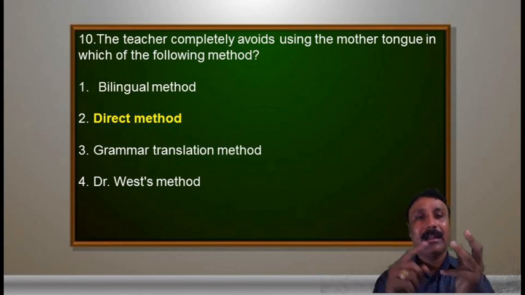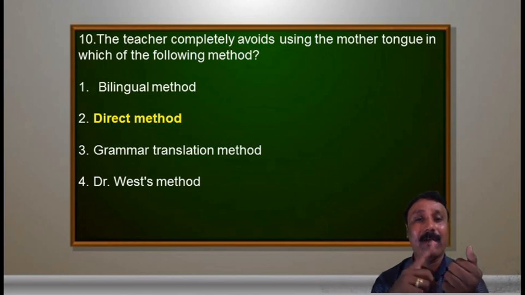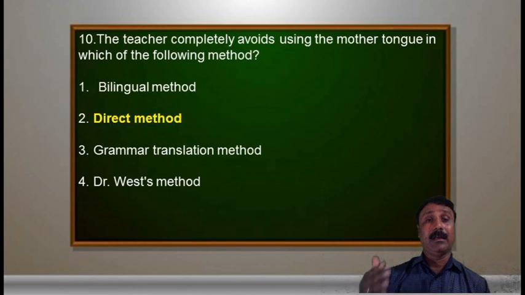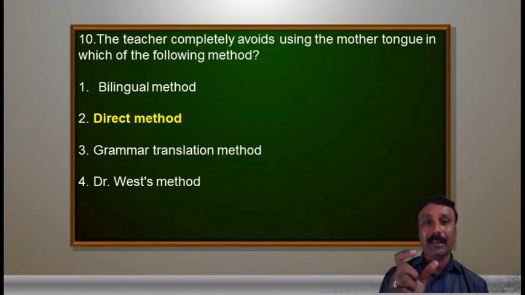Bilingual method, direct method, grammar translation method, or Dr. West's method. Here bilingual is not at all possible, because bilingual means the teacher has the freedom to use his mother tongue or some other language, so that the learner will understand him. What he wanted to convey to the learner, you can use the other language and convey it. But in the direct method, what happens? Here there is no chance of using other languages. So we have to use only the language which we are going to teach. That is the direct method.